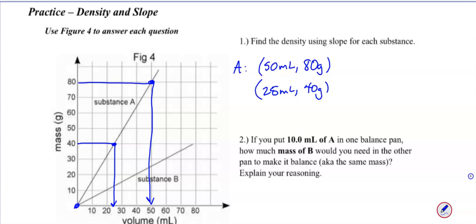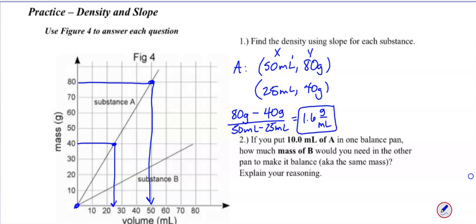So what is my slope? It's change in Y over change in X. So 80 grams is my Y2. 40 grams is my Y1. Remember, this is X. This is Y. And then my X2 is 50 milliliters, and then my X1 is 25 milliliters. So this looks like it's 40 grams over 25 milliliters after we do the subtraction. So 40 divided by 25, I got 1.6 grams per milliliter. If we're off, you and I, ever so slightly, that's okay. If you use 0, 0, you would have gotten 80 over 50, which is still 1.6.